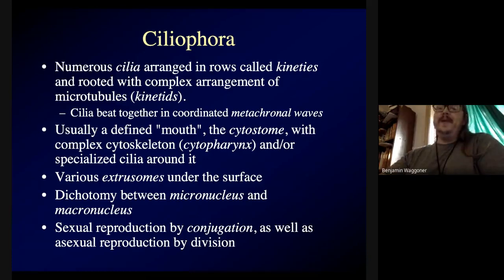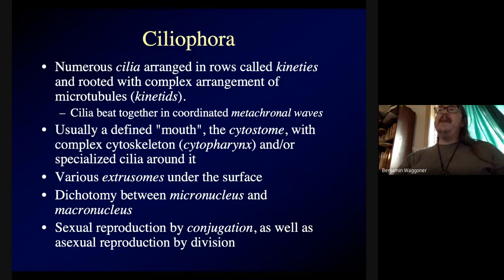What makes them a group is they're covered in cilia. Eukaryotic cilia and flagella are basically the same thing. The difference is whether they're long, they're flagella. If they're short, they're cilia. But the cilia here are arranged in rows. They're called kinetes. And the cilia have these root structures. They're rooted with this arrangement of microtubules called kinetids. And the cilia beat in what's called metachronal waves.